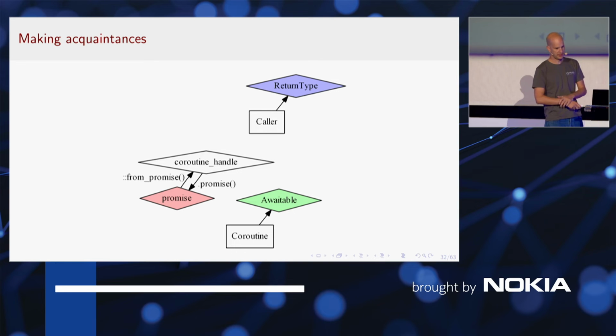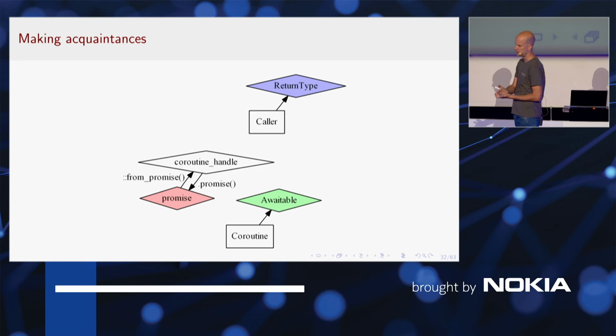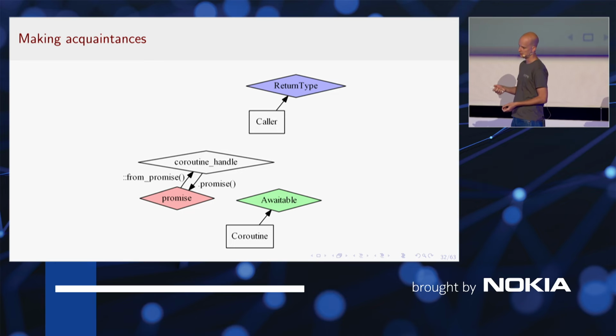So let's try to make this a little less disconnected. So we already know that in order to implement the resume method that we have seen, we somehow need to be able, as the caller, to call the resume function. And the only resume function that we've seen so far is in the coroutine handle. So how can we make that connection?